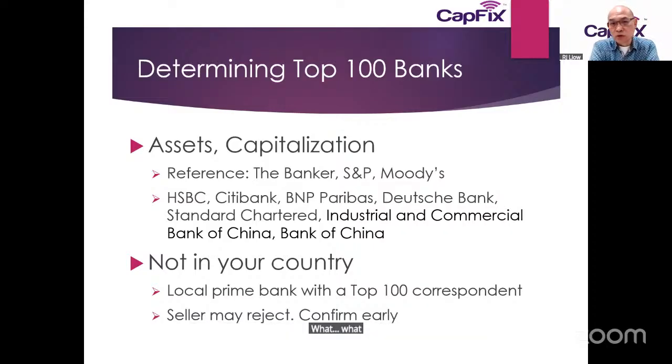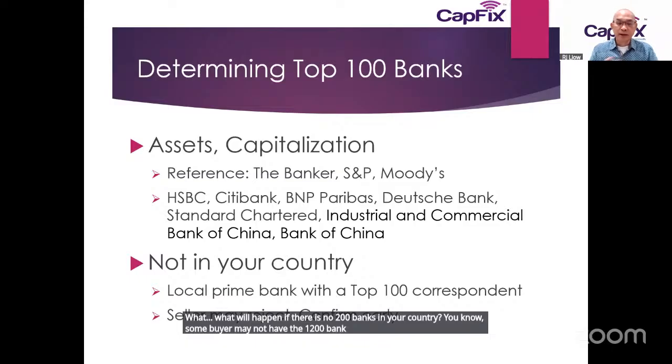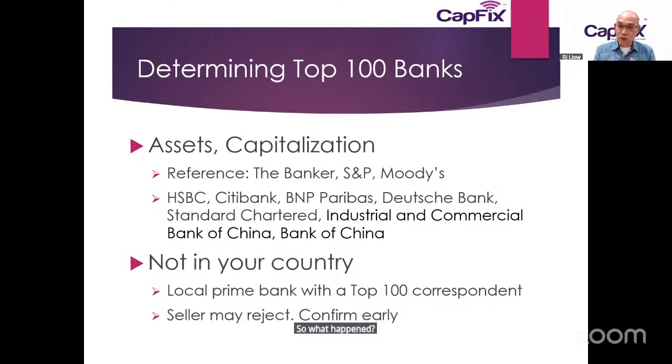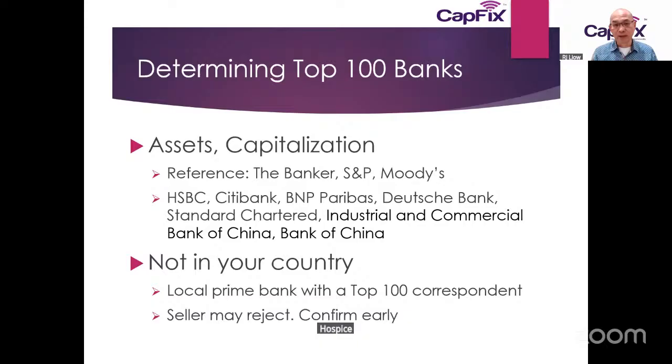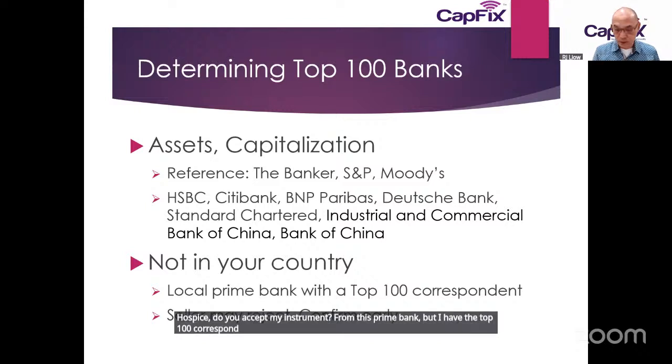What happens if there's no top 100 bank in your country? Some buyers may not have a top 100 bank in their country, and this normally happens in African countries. So what they do is they can use their local prime bank and then appoint a top 100 bank as their corresponding bank, right? But this sometimes may not be accepted by the seller, so the seller may reject. So it's important to ask early. Don't jump into issuing the instrument and then later get rejected by the seller. Ask first: do you accept my instrument from this prime bank, but I have a top 100 corresponding bank, right?